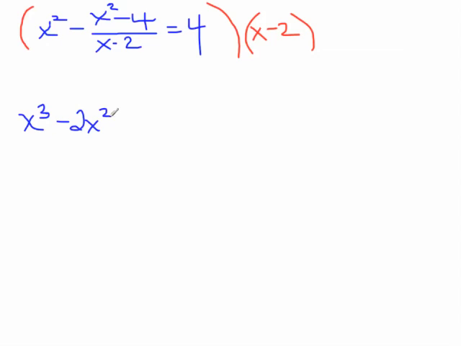X squared times x minus 2 is x cubed minus 2x squared because we have to distribute, minus x squared minus 4 over 1 because x minus 2 cancels out with that x minus 2 on the right. And we have to distribute the 4 throughout the x minus 2 on the right-hand side of the equation to get 4x minus 8. The 4 distributes to both the x and the negative 2. Likewise, this negative sign in front of the second fraction distributes to both the x squared and the negative 4. So we'll do that right now.